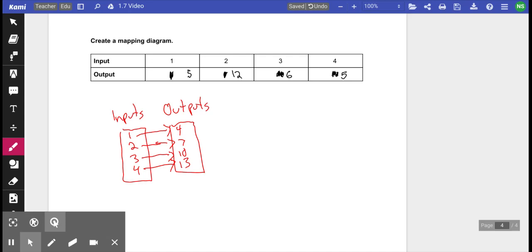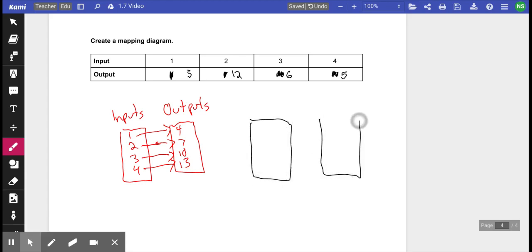Let's change up those output values though and see what this looks like. So we're going to start with the same first step. I'm making a box for inputs and outputs. I'm going to start with my inputs. I have 1, 2, 3, and 4. So for outputs, I have 5. And since I have 2 5s, I only have to write that once under outputs. I have a 6 and I have a 12.